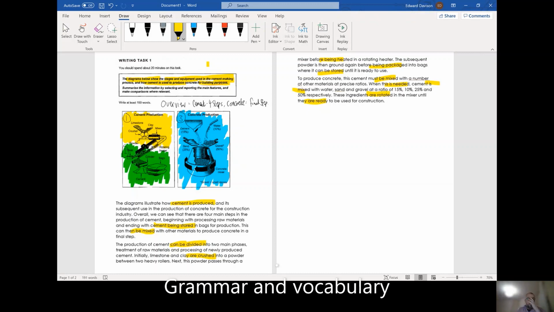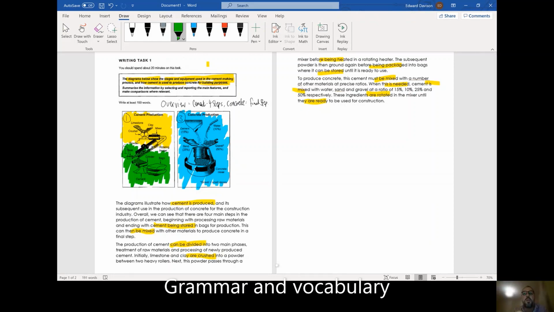I'm using the present simple passive, but I've also got different grammar structures. For example, with modal verbs, can be divided, or in the ing form, cement being stored in bags for production. So you can't really use different tenses here, but if you can show off different ways to use the passive voice, then that's going to earn you points.